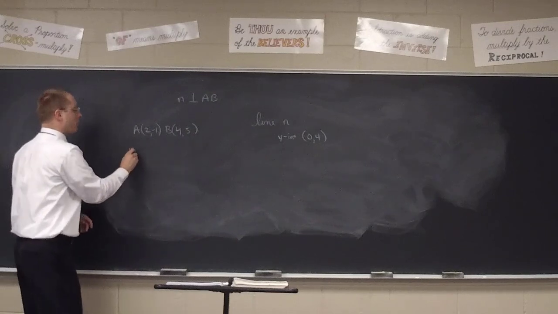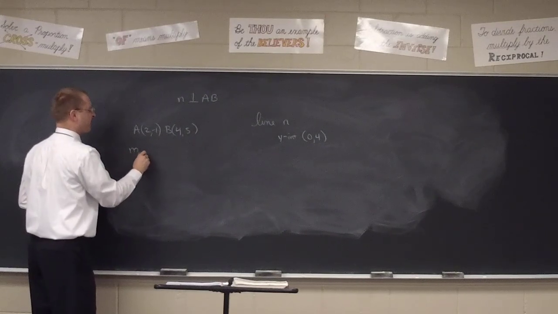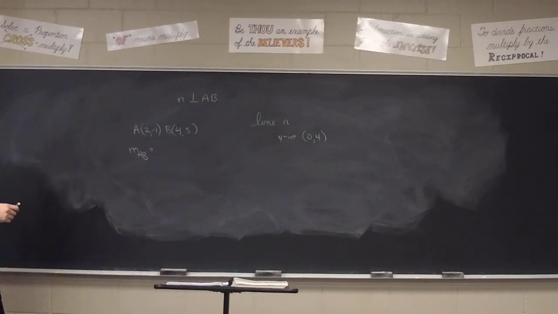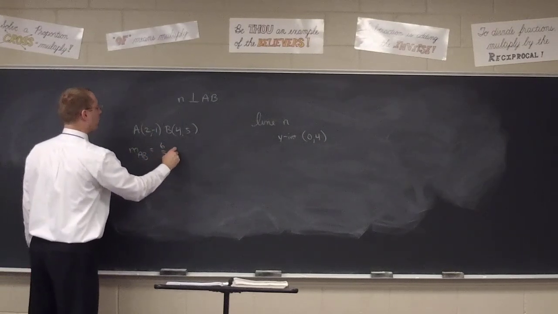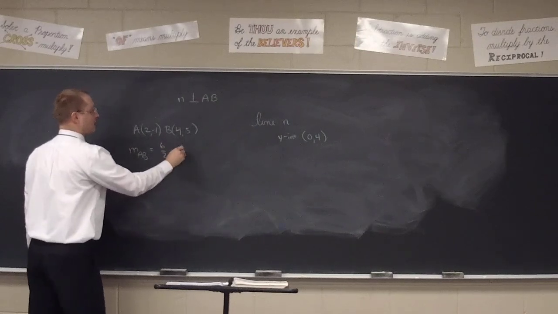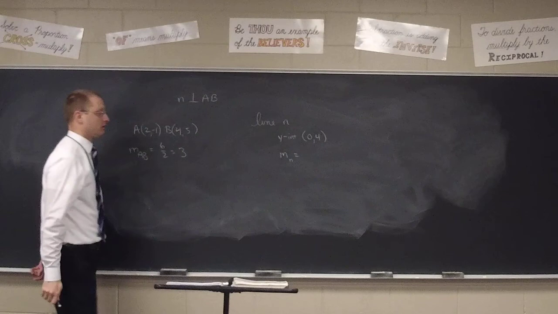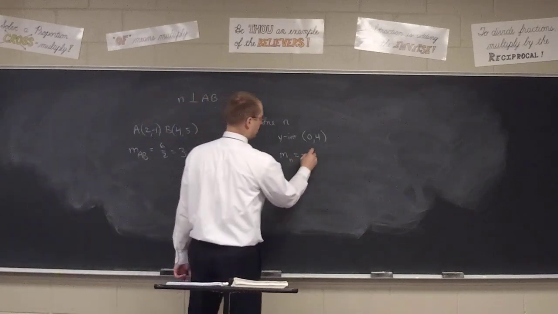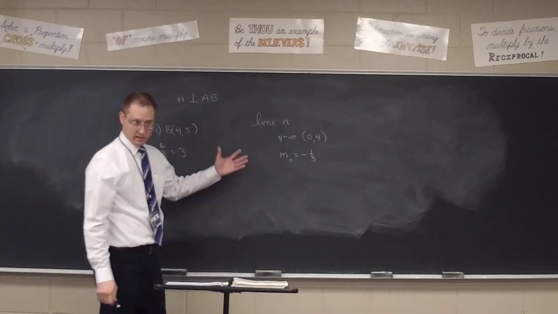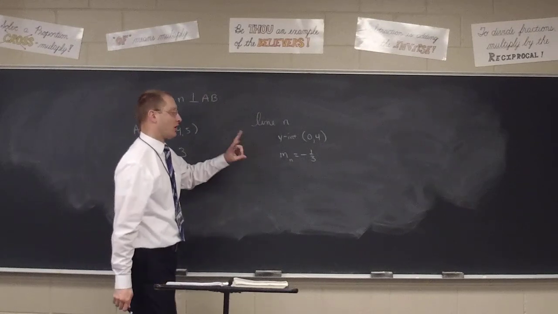So in other words, once I know the slope of AB, call it out when you've got it. 6 halves, or 3, then that means I know the slope of N: negative 1/3. Make sense? And then from there, I go one of 2 ways.